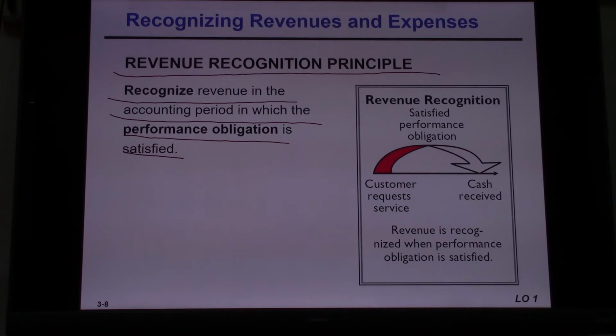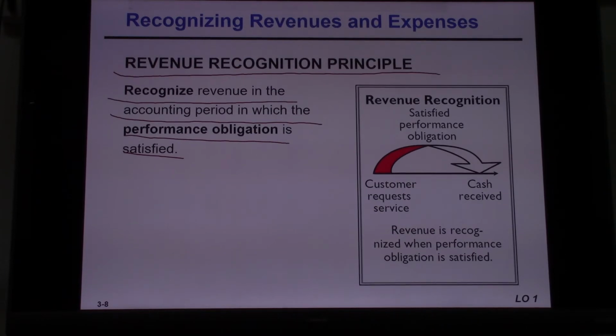A company satisfies its performance obligation by performing a service or by providing a product to the customer. In this period of time, you can record service revenue. You can recognize revenues once you performed the service or you provided the product to the customer, even though you didn't receive cash yet. You should record service revenue on the credit side because you satisfied your performance obligation.